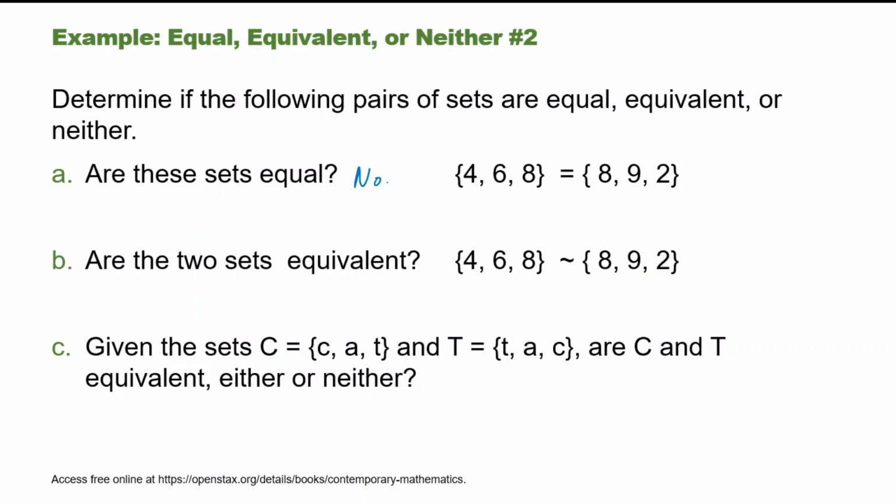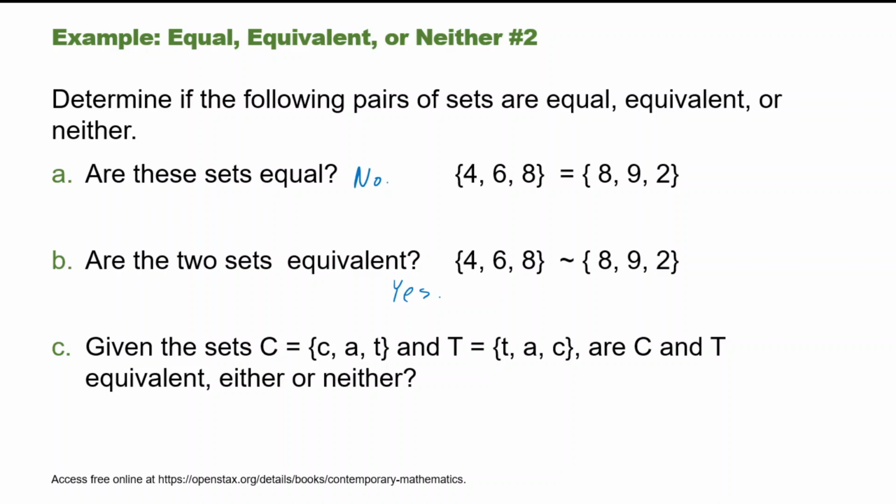All right. Part B, are the two sets equivalent for the set containing 4, 6, 8 and the set containing 8, 9, 2? Why, yes. Both of them have a cardinality of 3. They are not the same elements, though, so they are equivalent but not equal.